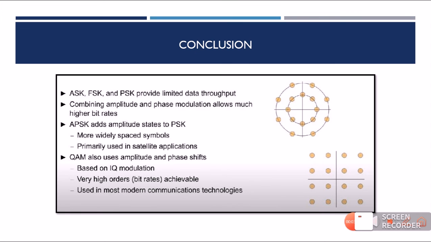As the conclusion, ASK, FSK, and PSK provide limited data throughput. Combining amplitude and phase modulation allows much higher bit rates. APSK adds amplitude states to PSK, with more widely spaced symbols, and is primarily used in satellite applications. QAM also uses amplitude and phase shift based on IQ modulation, and very high order bit rates are achievable. It is used in most modern communication technology. That's all from us, and thank you.